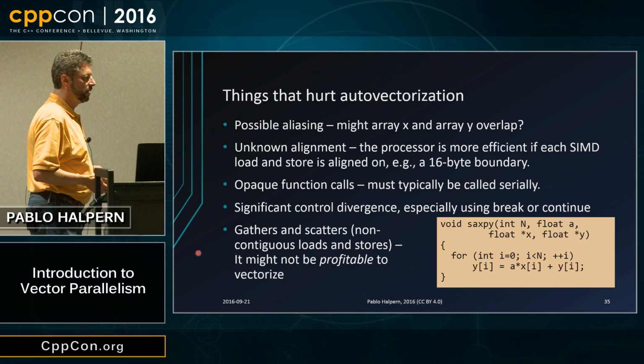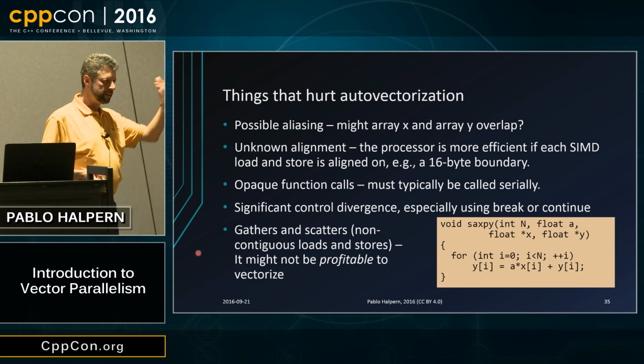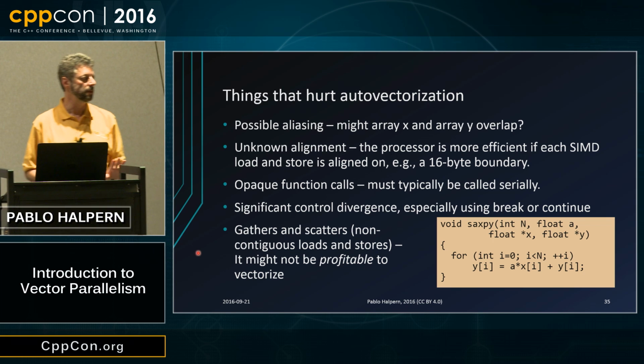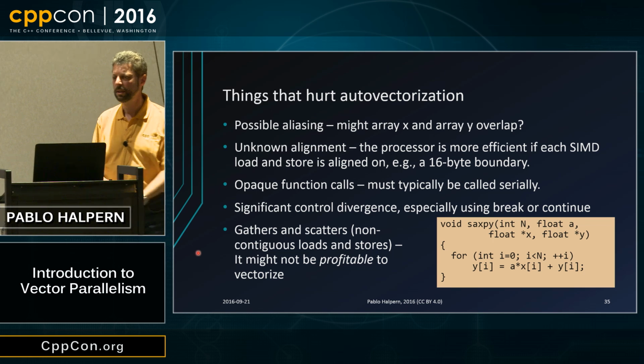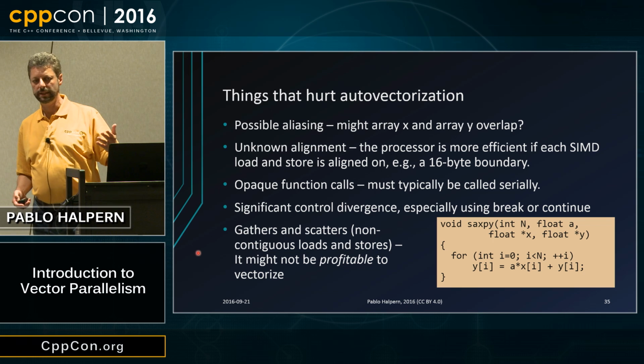Opaque function calls. If the compiler cannot see through to the function it's calling, it can't vectorize that function. In general, there are notations that will allow it to do vectorization across opaque function calls. But in general, if it can't see that function, then it can't vectorize.